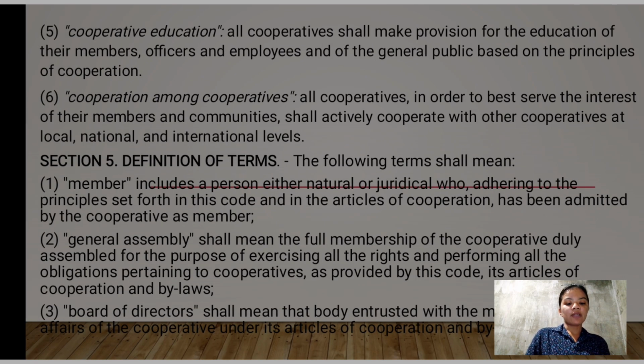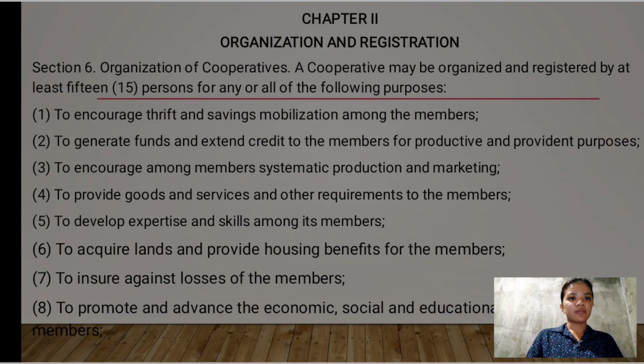Fifth, cooperative education. Cooperatives must provide education for members, officers, employees, and the public about cooperative principles. Sixth, cooperation among cooperatives. Cooperatives should work together at all levels to better serve their members and communities.